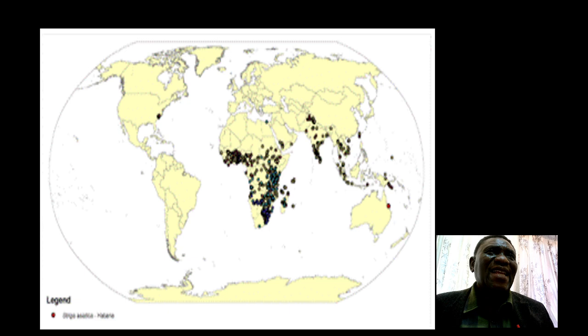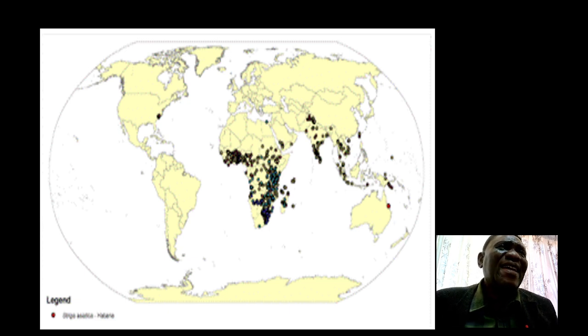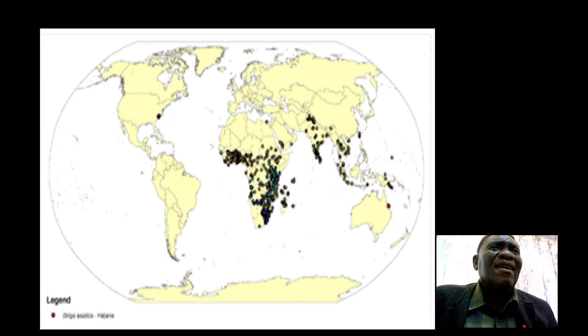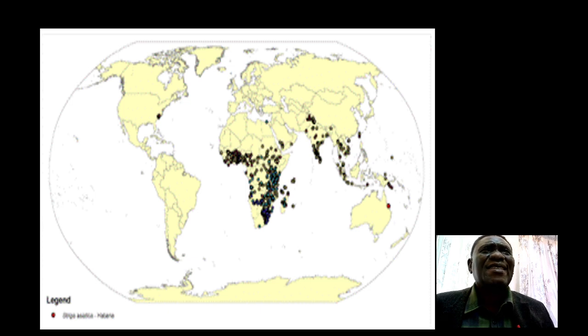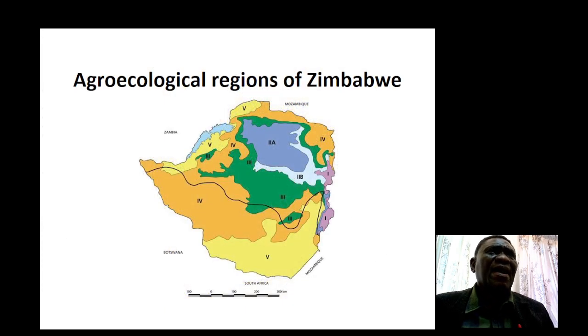If you see those dotted areas, this is where we find the striga species. You can see in Africa, this is where we have a lot. Of course, they are in Asia, we do have some of them, even Australia, a small bit in the US. In Zimbabwe, the striga species or parasitic weeds are found everywhere across the agroecological zones or regions.